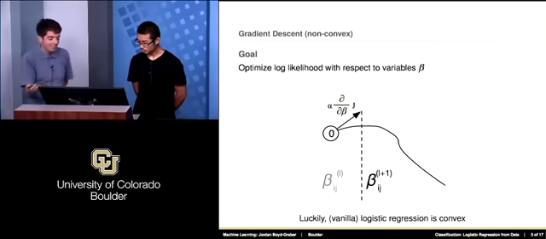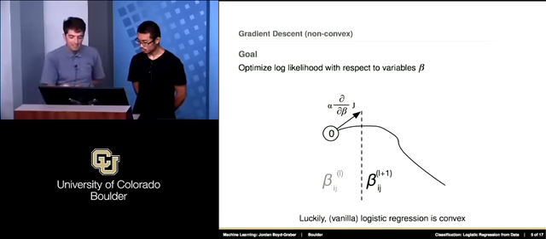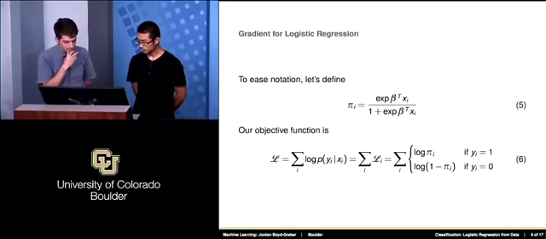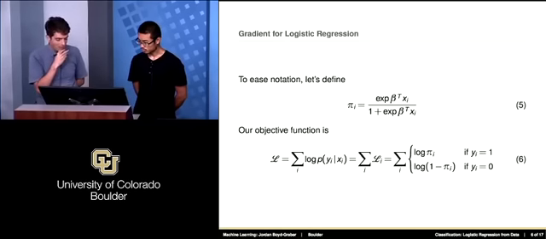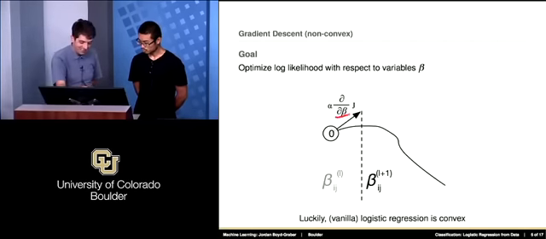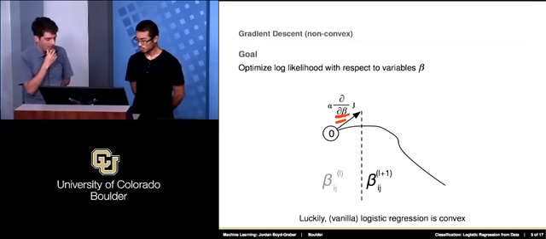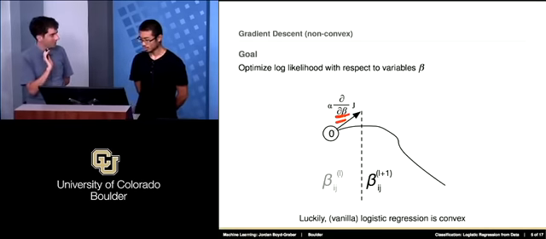And because logistic regression is convex, this will give us an optimal objective if we do this long enough. Okay, so we needed to figure out what this gradient is, so let's work through that math. Any questions? No. Okay, all right.